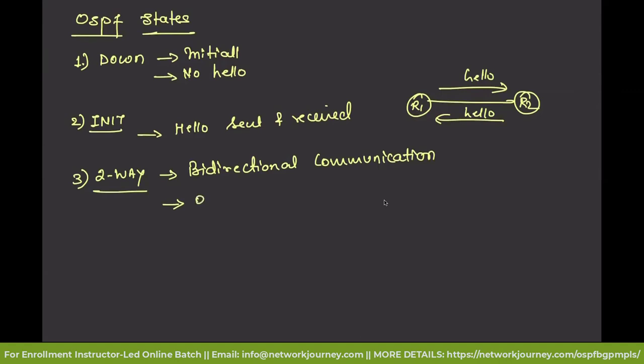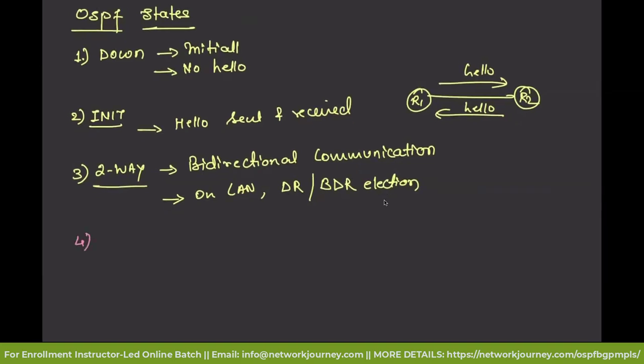If you are on a LAN, then DR and BDR election is going to happen at this state. After this, it's going to move on to the next state, which is ExStart. ExStart is a state where your master and slave negotiation happens.